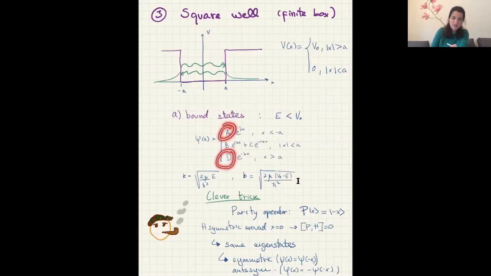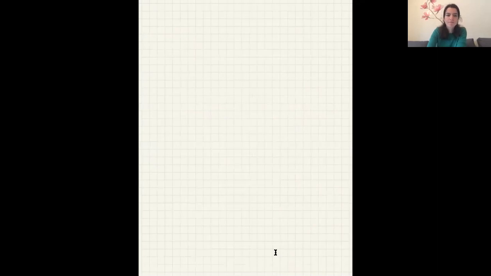And what else do we know? Well, A and D must also be the same up to a sign difference, right? So let's look first at the cases of even parity. So you look first at the symmetric case. So one case, meaning psi of x equals psi of minus x.